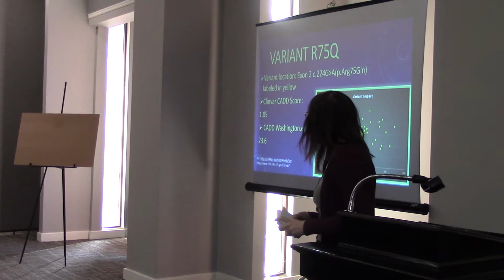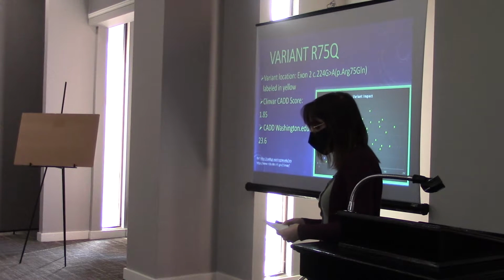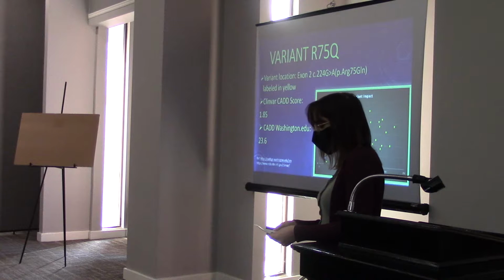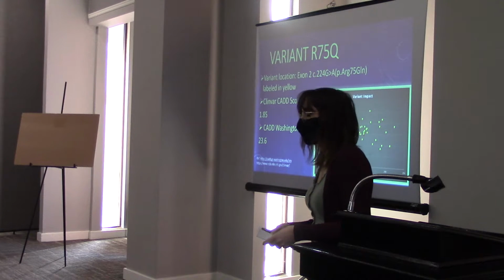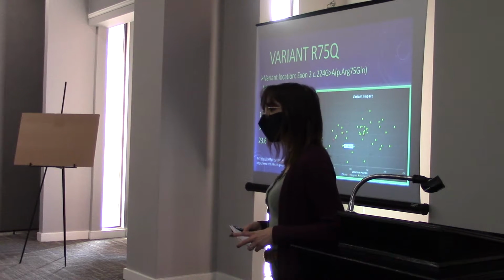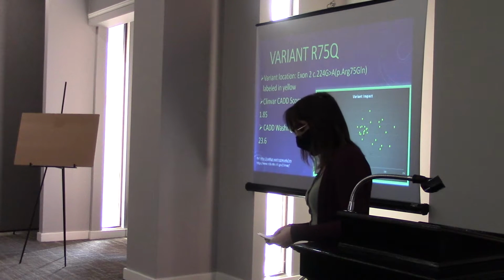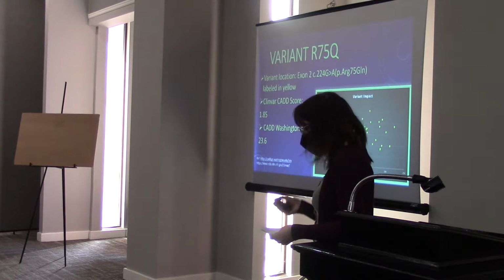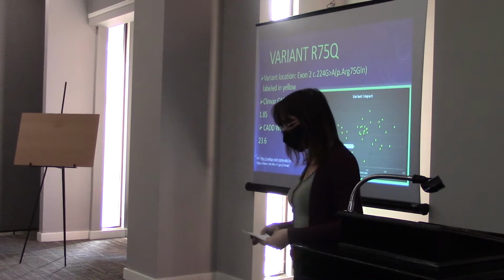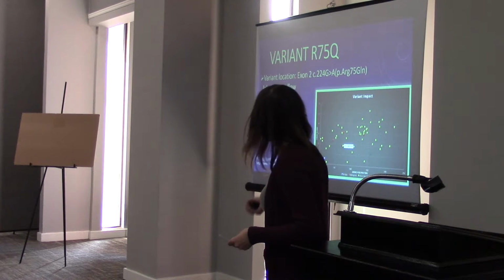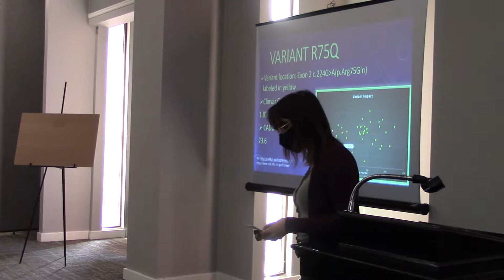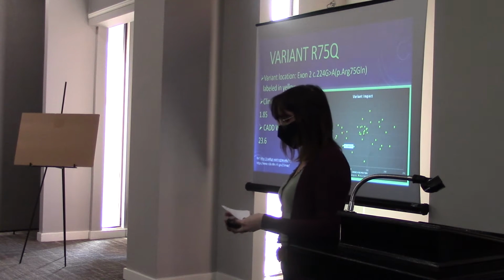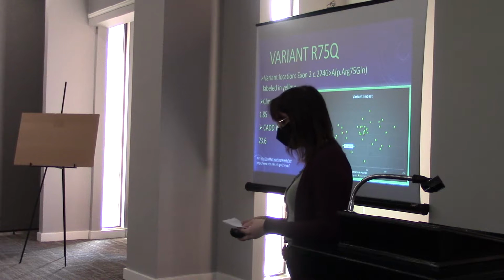So the variant R75Q is located on exon 2 at c.224, guanine over adenine, p.arginine 75 glutamine. I selected this variant due to its uncertain clinical significance and close proximity to a known pathogenic variant at location 75 as well. The CADD score here, so CADD is combined annotation-dependent depletion. I have both the raw and scaled score, which both indicate possible damaging effect. CADD predicts deleteriousness of single nucleotide variants.